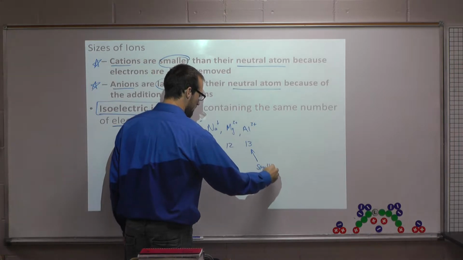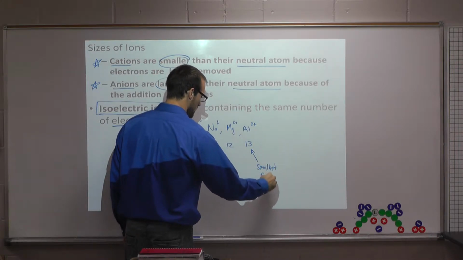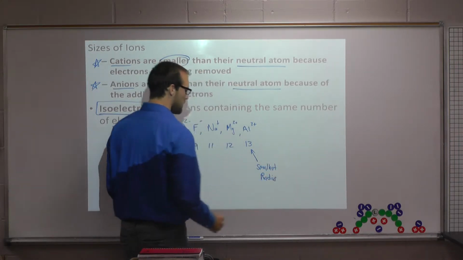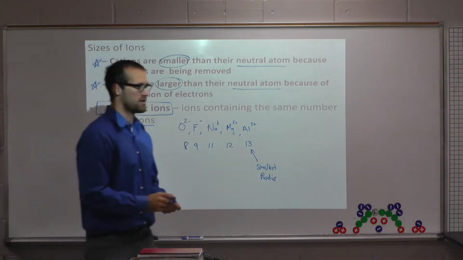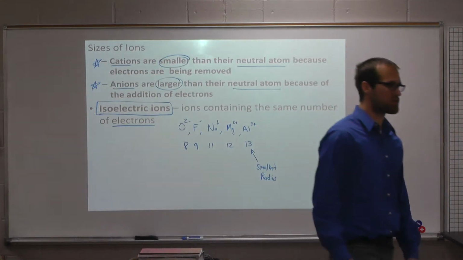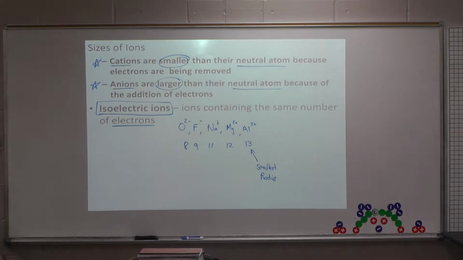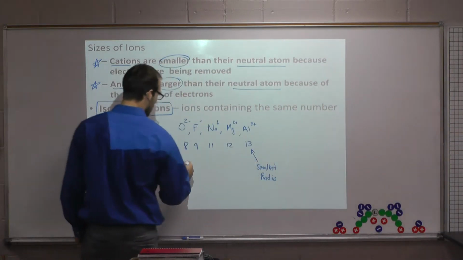Why? Because of the highest positive charge. Yeah. They all have the same number of electrons, so the one that's going to have the smallest radius is going to be the one with the most protons that can pull those electrons towards itself the greatest. And then magnesium.